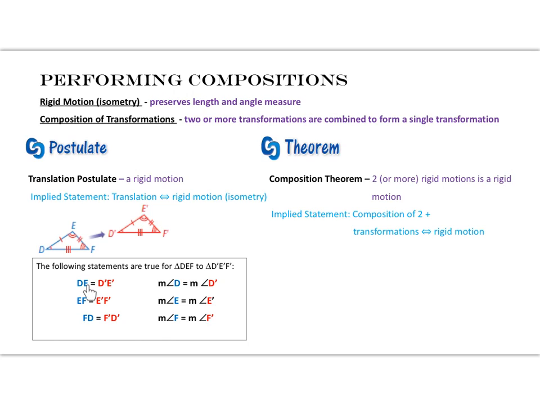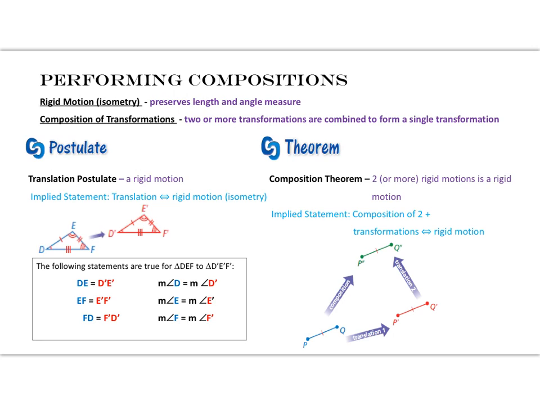So the length from D to E is equal to the length from D prime to E prime. And I can see the markings on my picture. So I have matching congruent marks and congruent angles. So length and angle measures are maintained and preserved from one position to a new position. In other words, a transformation. And since we're practicing translations in this first section, it's true for all translations.